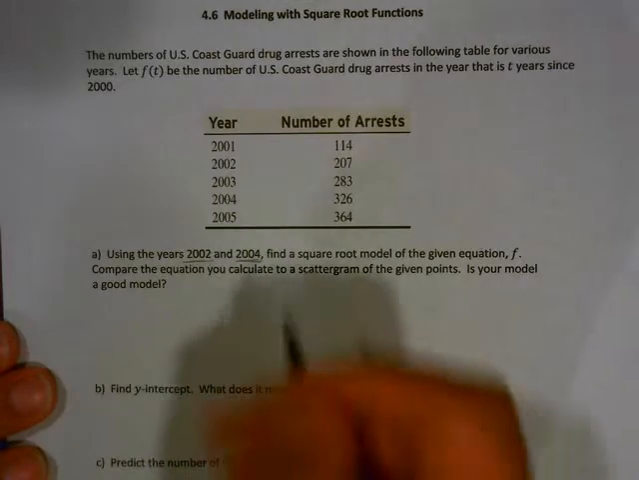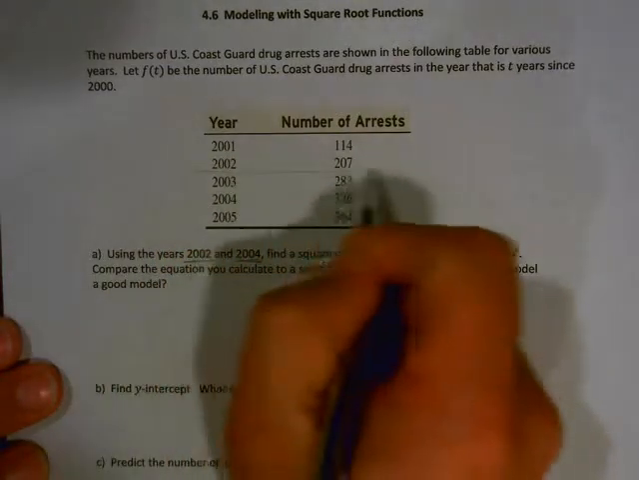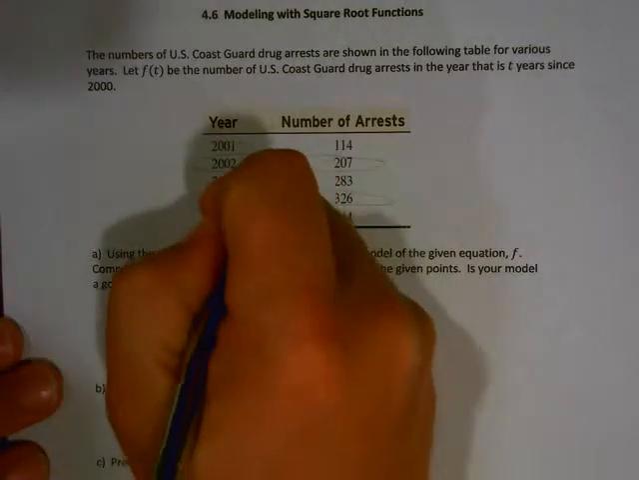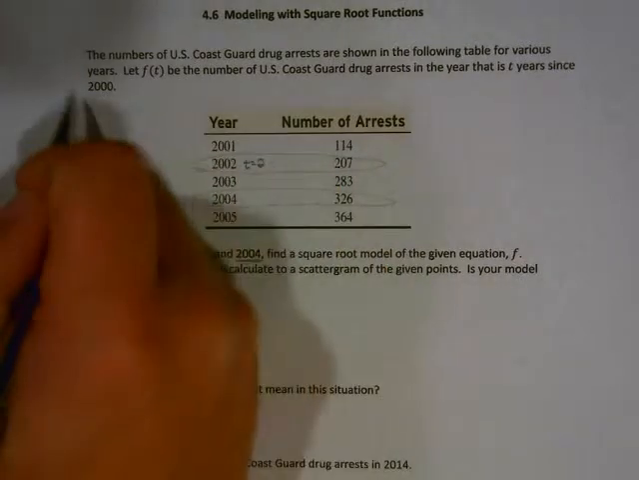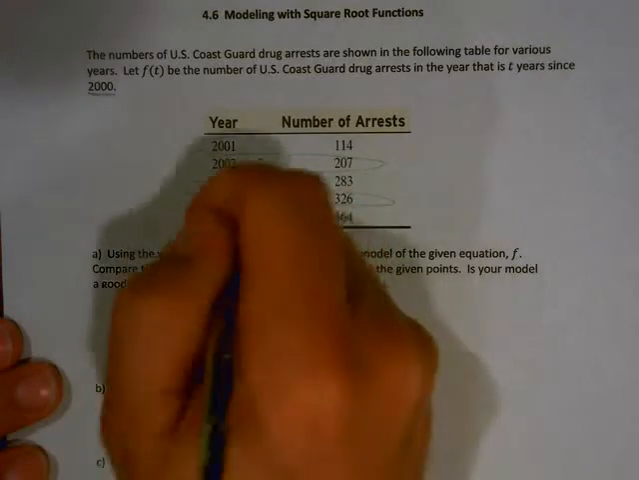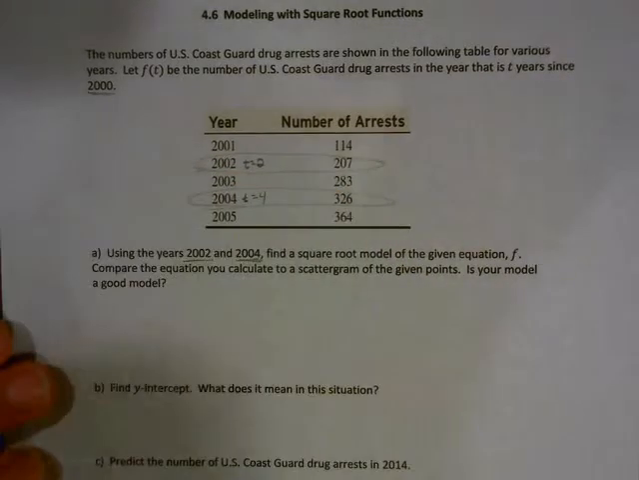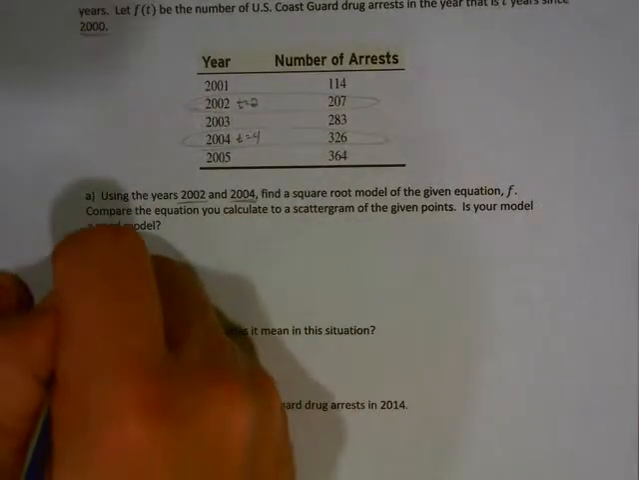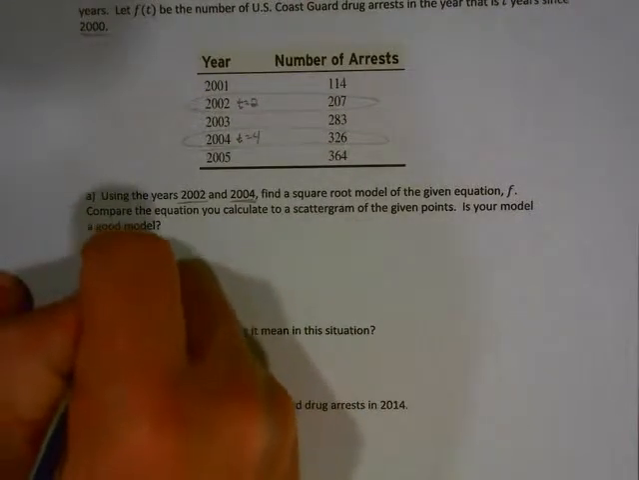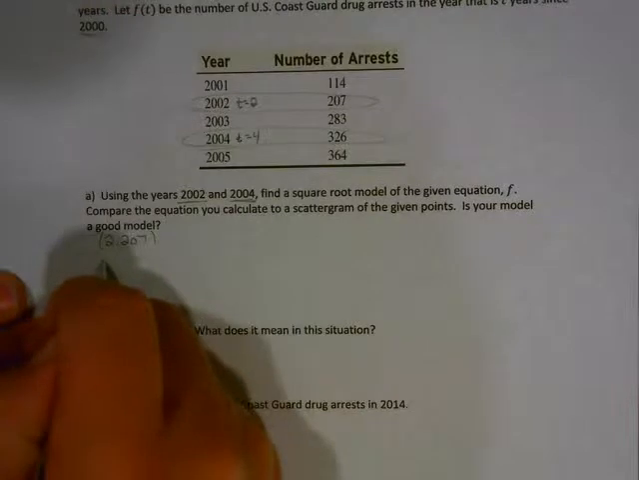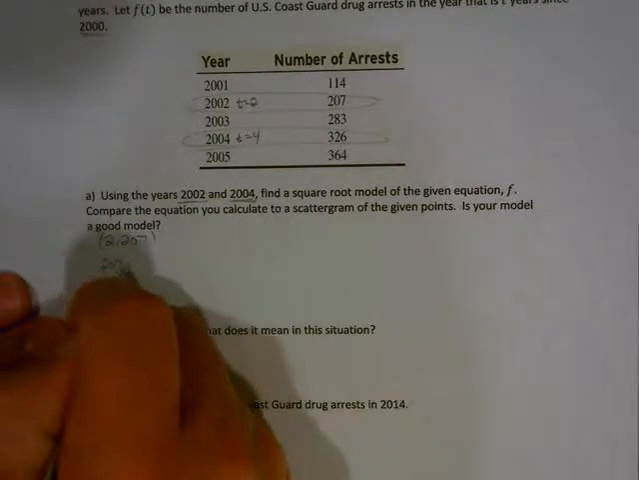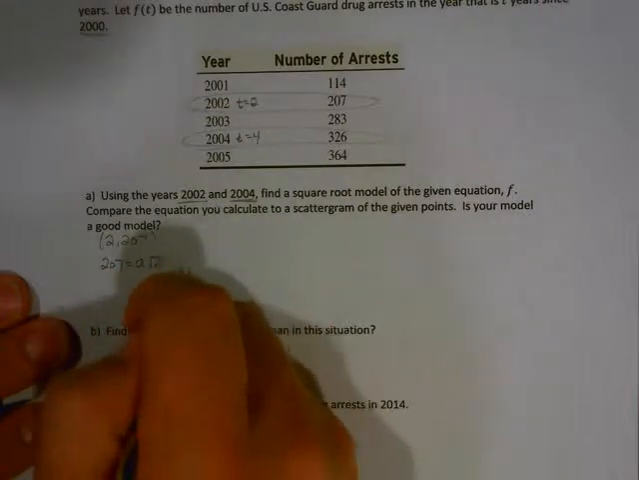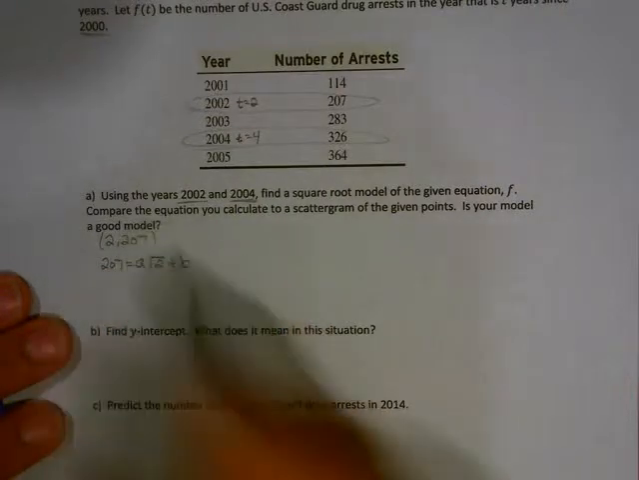years. So given 2 points basically. So we're going to use 2002 and 2004. Remember here t equals 2 because it's 2 years after 2000, and t equals 4 is 4 years after 2000. So our first point is going to be 2, 207. So 207 equals a square root of 2 plus b.